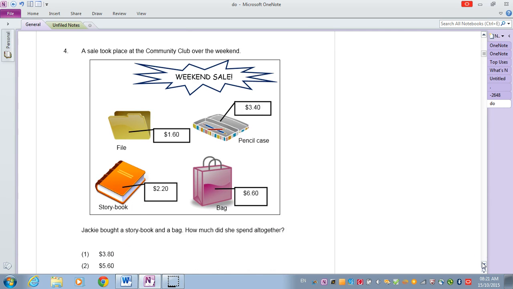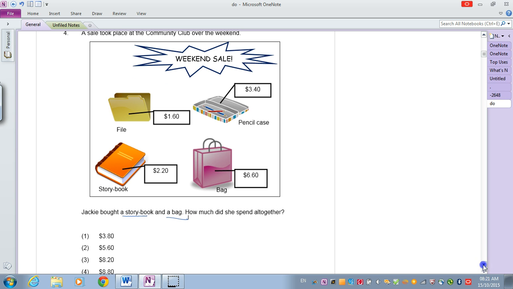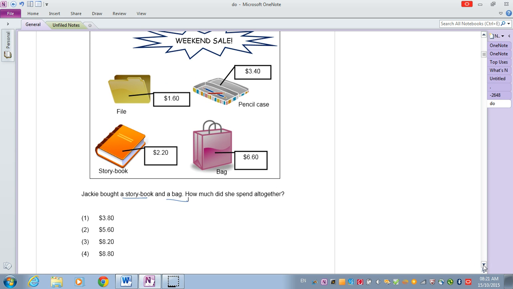Alright, let's move on. Question 4. A sale took place at the community club over the weekend. Now Jackie bought a storybook and a bag. How much did she spend altogether? So let's take a look. What is the storybook and the bag? We know that the storybook costs $2.20 and the bag costs $6.60. So we should add them together.